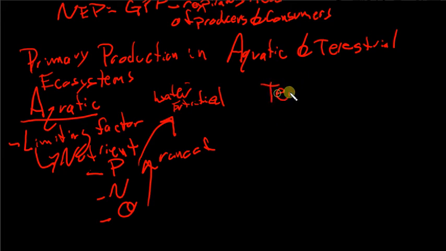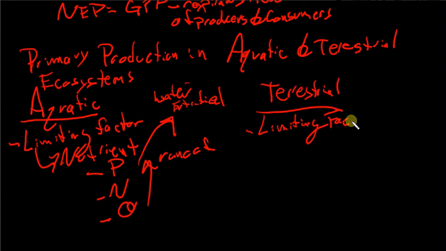In terrestrial ecosystems, the limiting factors are a little bit more intuitive. They're water and sunlight. Areas like tropical rainforest have a lot of both, so high primary productivity. Areas like deserts, not a lot of water, low primary productivity. Areas far away from the equator, for example in Alaska, have low primary productivity, with not a lot of light there sometimes either.